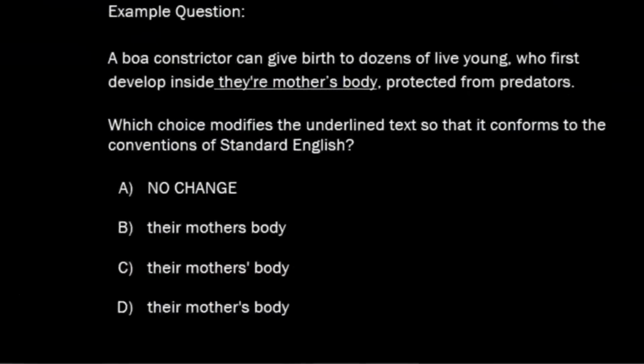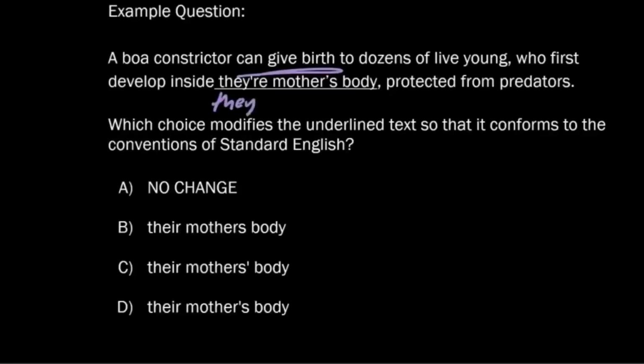Take a look at this. A boa constrictor can give birth to dozens of live young who will first develop inside "they're" mother's body, protected from predators. This is a usage of the wrong there. Wrong there. Okay, it's the wrong one. "They are" doesn't make sense. Just think about it. Expand the contraction if you need to. And if it still makes sense, put it down in the comments. Make sure that we know. If you need more help with all the different theirs.